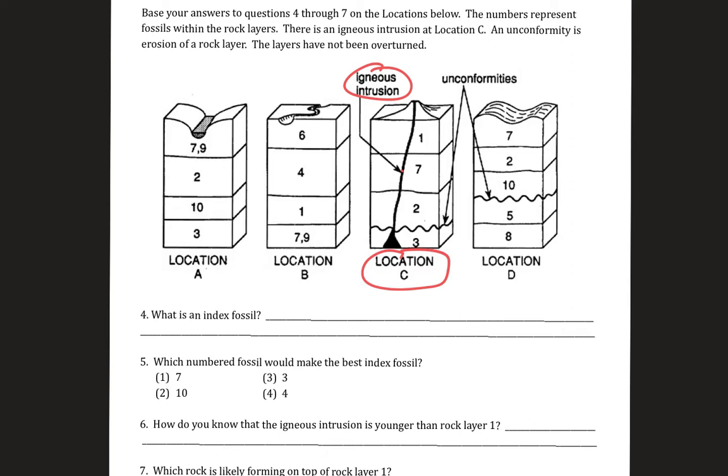An unconformity is an erosion of a rock layer, right? We've got a couple of unconformities here and here. And the layers have not been overturned. That just tells us that we know that the oldest rocks must be on the bottom, okay? Our law of superposition will stand for that.